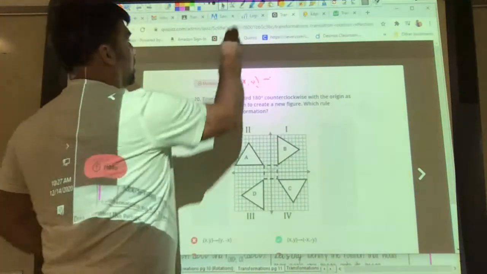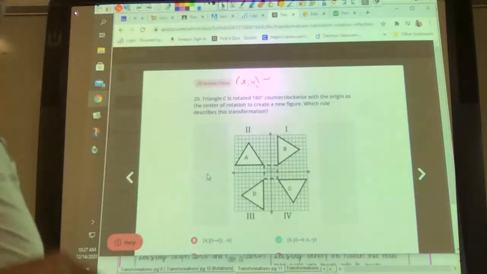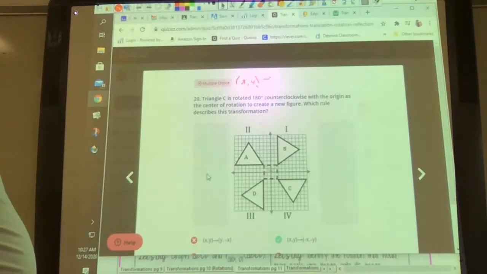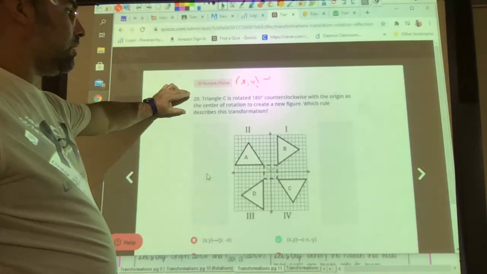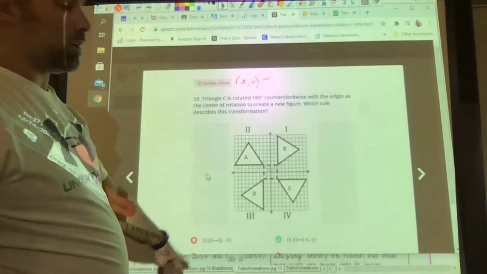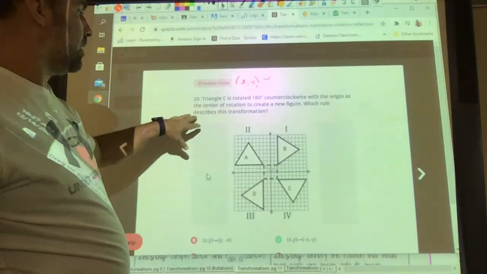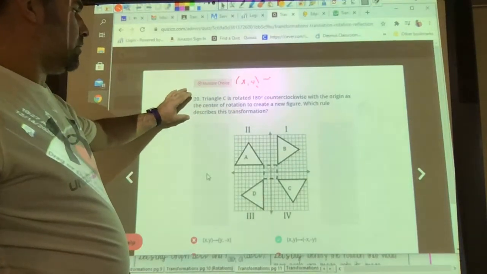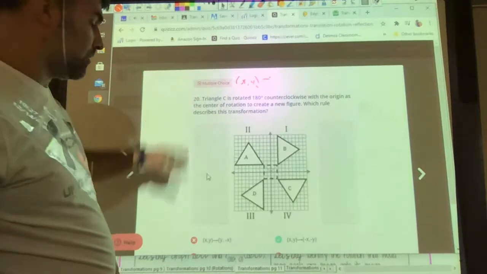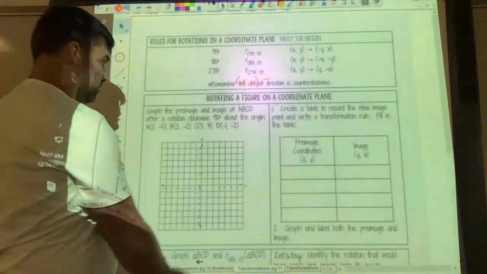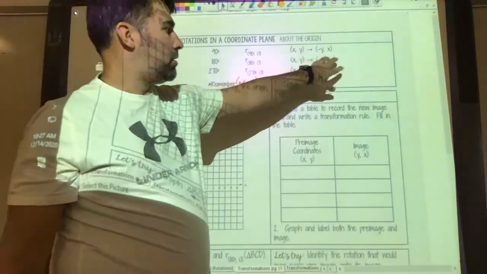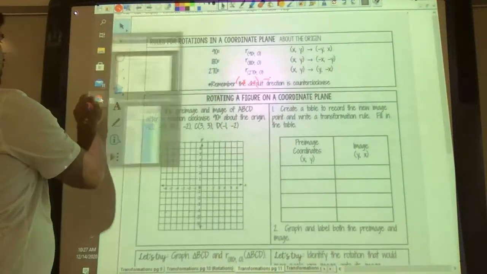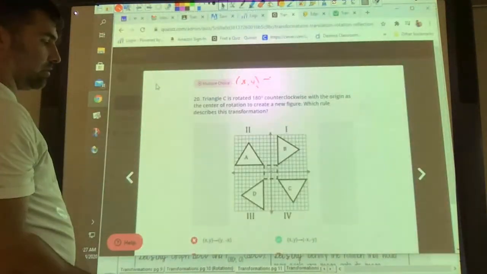Okay, so this is kind of tricky. You got to pay attention to what's going on. Again, you can blow it up if the screen's too small. It says triangle C is rotated 180 degrees counterclockwise with the origin as the center, which is the rules. It always assumes counterclockwise at the origin. Which rule describes this transformation? So all this is going back to your notes. The 180 degree rule says this: xy turns into negative x, negative y. So you had that answer.